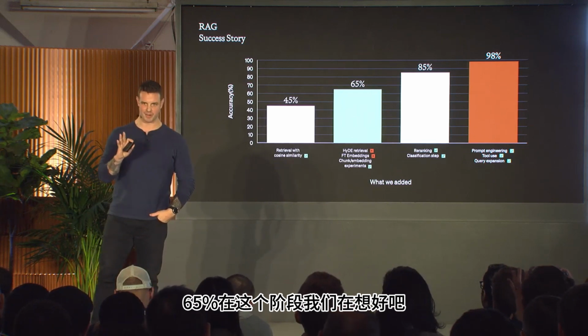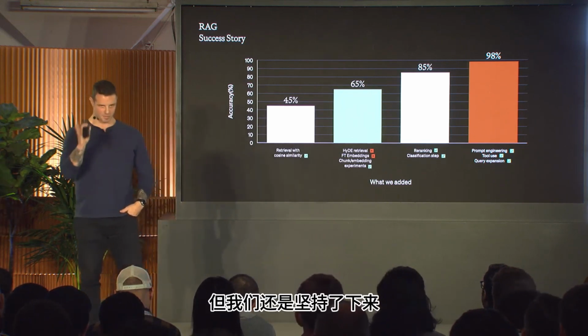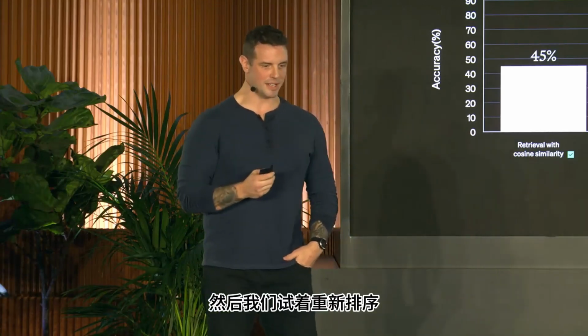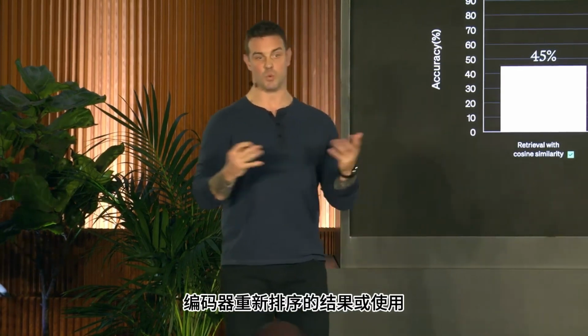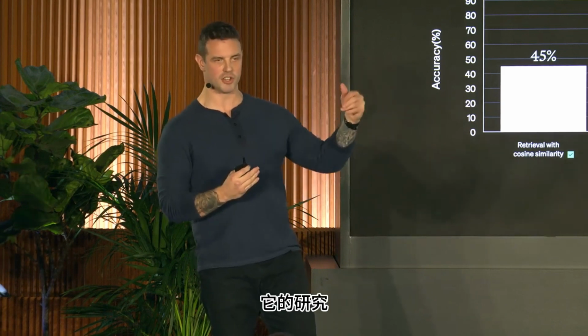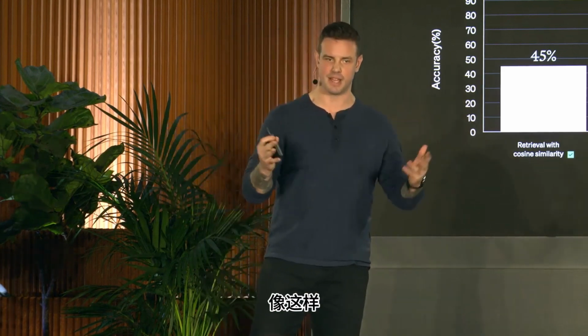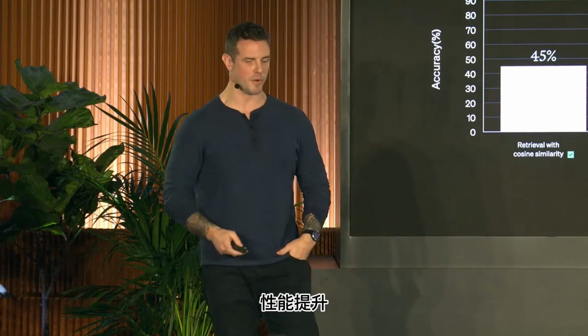At this stage, we're kind of like, right, are we going to pull the plug on this thing? But we stuck with it. And we then tried re-ranking. So applying a cross-encoder to re-rank the results, or using rules-based approaches like, well, it's research, so maybe we want the latest document. We actually got a really big performance bump from that.